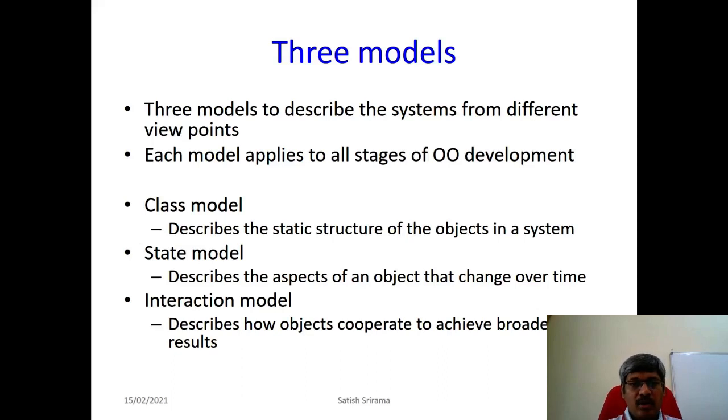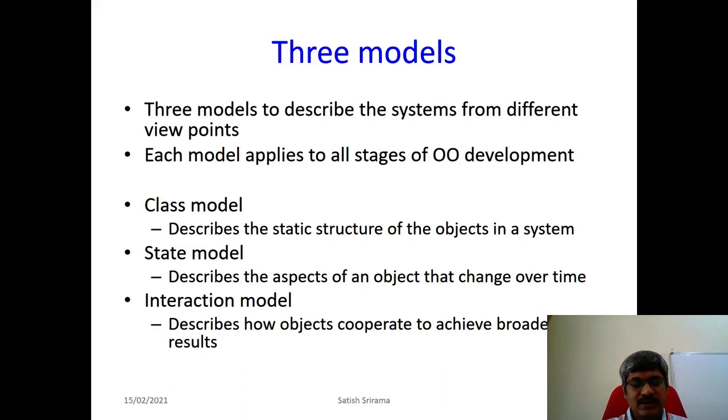There are three different models to describe systems from different viewpoints. Remember this one, each of these models applies to all stages of object-oriented development. Those are the class model, state model, and interaction model. We will discuss all these three different models in detail in the next videos. But then let us try to see those things.